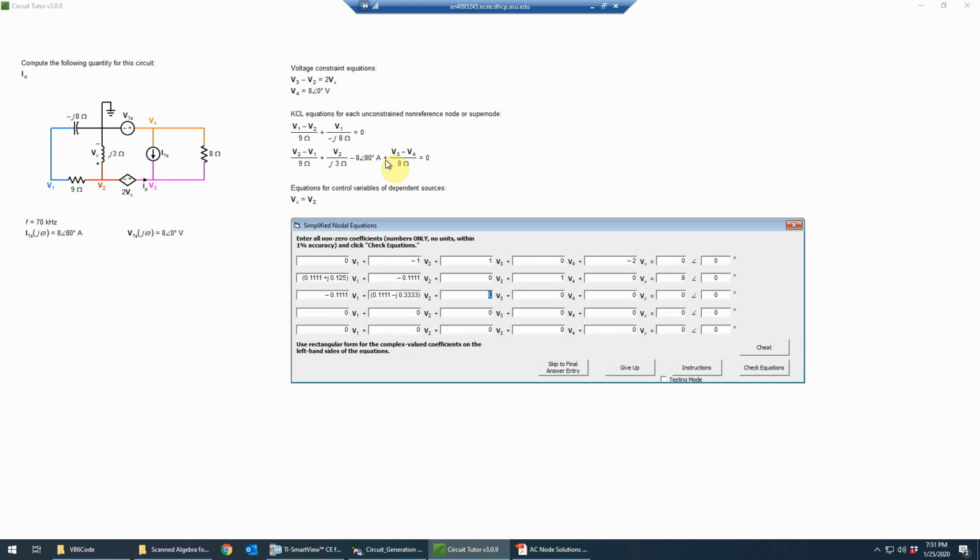Okay, then for V3, that's going to be just 1/8 or 0.125. And for V4, that's going to be just the negative 1/8, 0.125. And finally, there's no Vx here, so we just add the constant to both sides, and that'll be 8 angle 80 on the right-hand side. And as I said, the coefficient of Vx is going to be 0 because there's no Vx there.